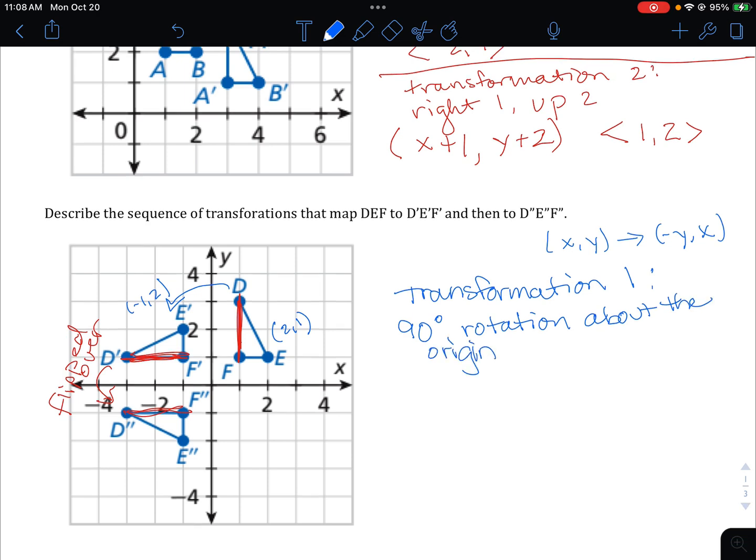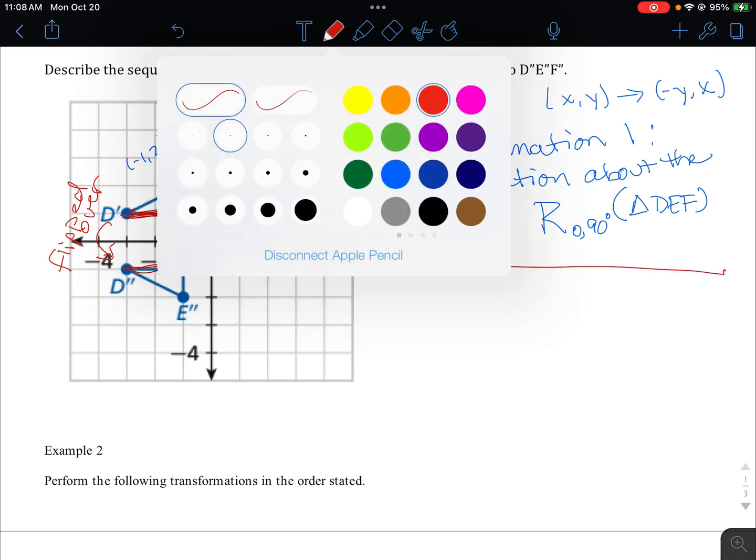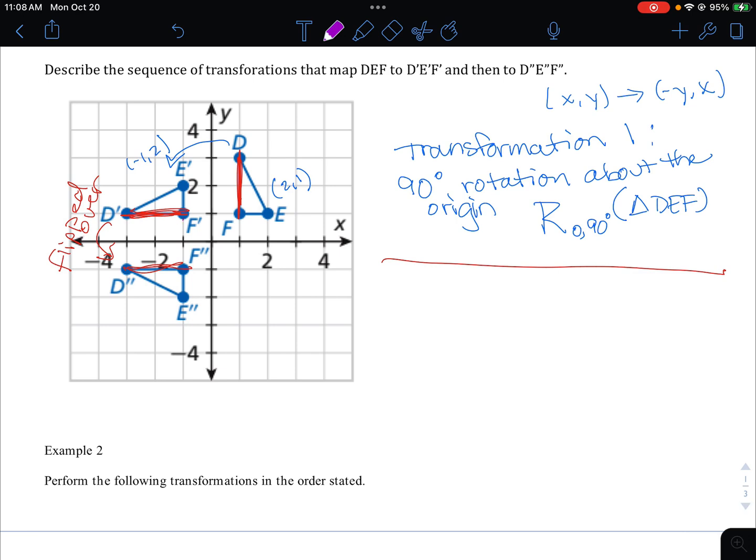If we were going to write this in notation, we would write it as R_O, 90, and we're going against the clock, so this is counterclockwise, which means positive. And there we go. That's the first one. Then I am going to look at the second one. What I'm noticing is that F prime and F double prime are both the same distance away from the x-axis. So that is the reflection.